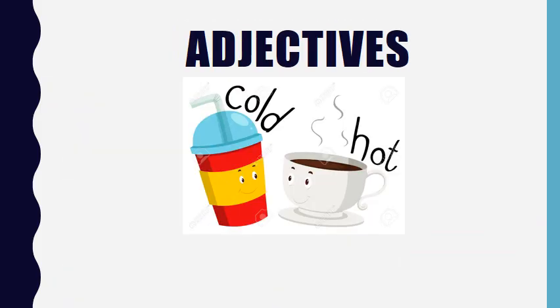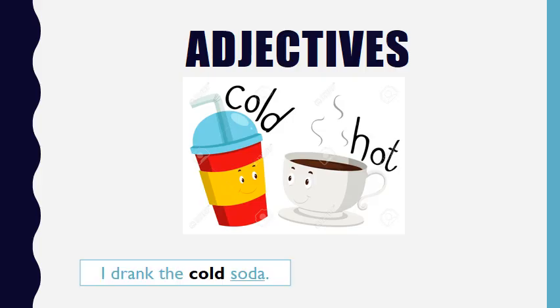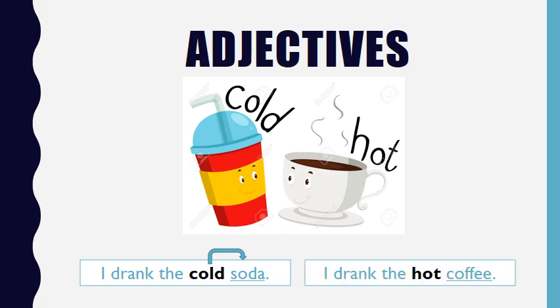The third part of speech on our list is adjectives. Adjectives are used to describe nouns and pronouns. Adjectives usually answer the question of which one, what kind, or how many. One example is in the sentence, "I drank the cold soda." The word cold is used to describe the noun soda. What kind of soda? A cold soda. Another example is, "I drank the hot coffee." The word hot is used to describe the word coffee. What kind of coffee? A hot coffee.